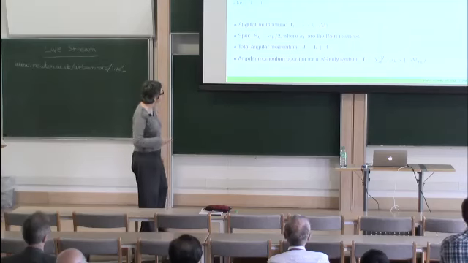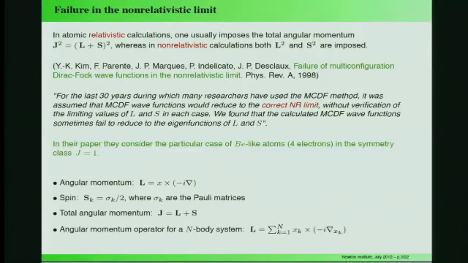So just to fix notation, the angular momentum L, well, you all know what it is. The components of the spin operator are just the Pauli matrices divided by 2. The total angular momentum J is the sum of L and S. And if we have several particles, then the total angular momentum L is the sum of the individual angular momenta.